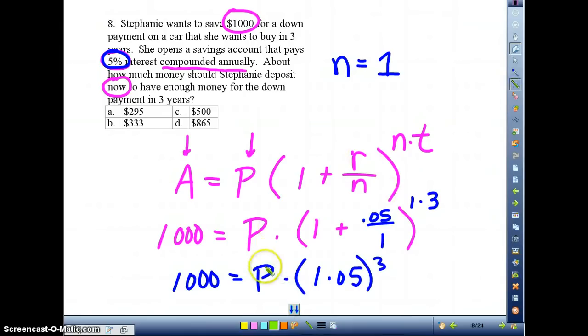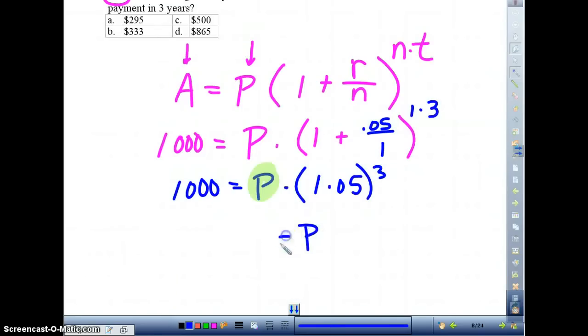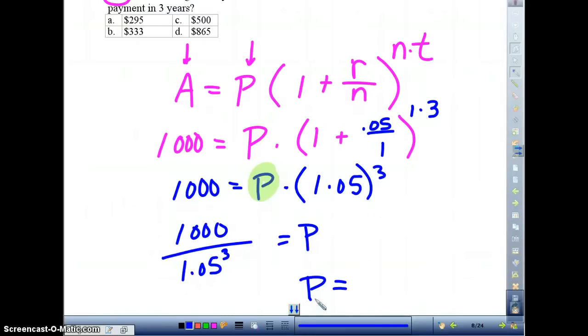All right, now our goal is we're trying to solve for P. How do you undo multiplication by this thing right here? Yep, you've got to divide both sides by that. So you get P equals $1,000 divided by 1.05 raised to the 3rd power. Run that through your calculator and let's see what you get. 1,000 divided by 1.05 raised to the 3. What'd y'all get?